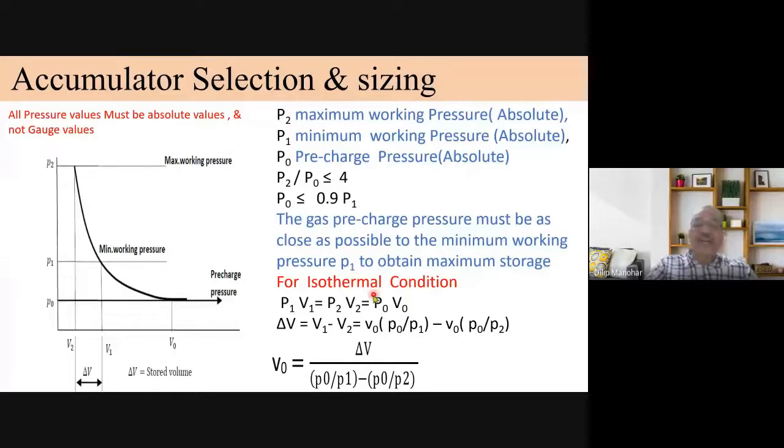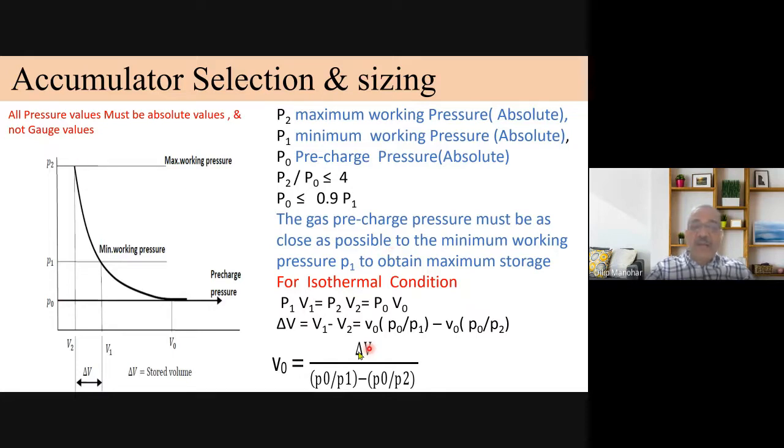If it is done slowly, use P1 V1 equal to P2 V2 equal to P0 V0 based on the isothermal condition. If it is done in a very fast fashion, it will be adiabatic. So use whichever equation is valid in your charging time. If charging is very fast, use the adiabatic condition. If charging is very slow, or the gas discharge is slow and steady, use the isothermal condition.